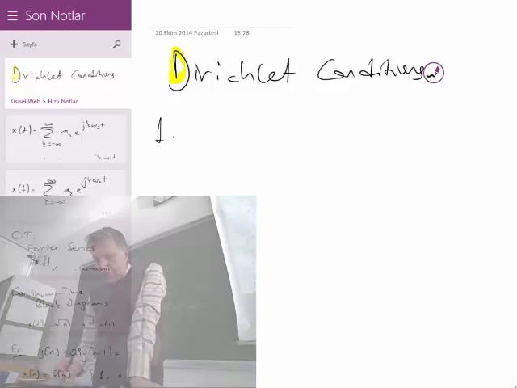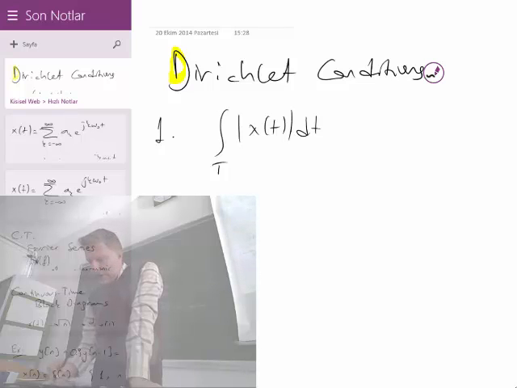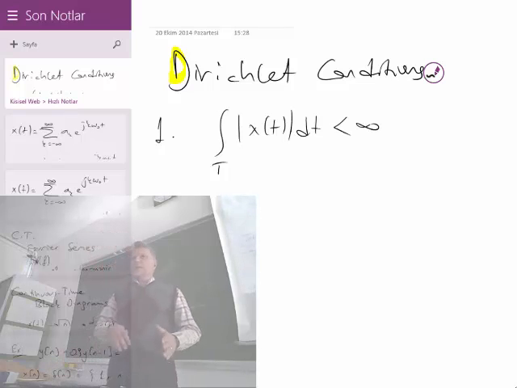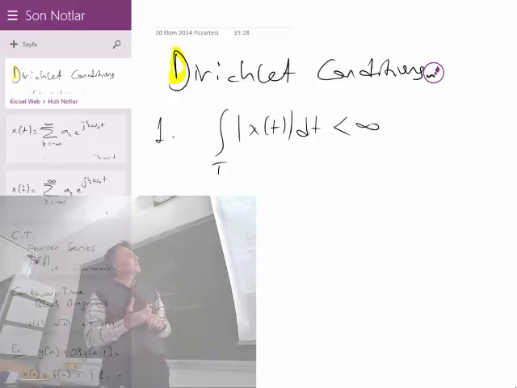First of all, within a period, the absolute integral must be finite. So it mustn't be an infinitely blowing-up periodic signal. That's reasonable, right? Normal signals are always like this. Within a period, they are bounded. If they are not bounded, with an infinite integral, then you cannot talk about the Fourier series coefficients. This is condition number one.